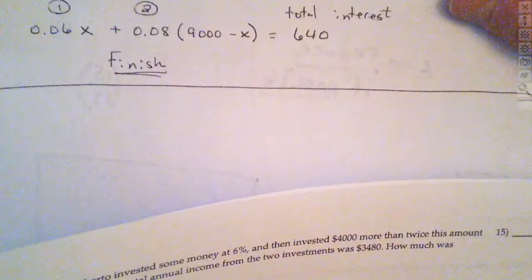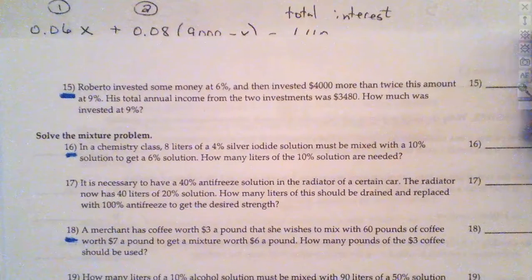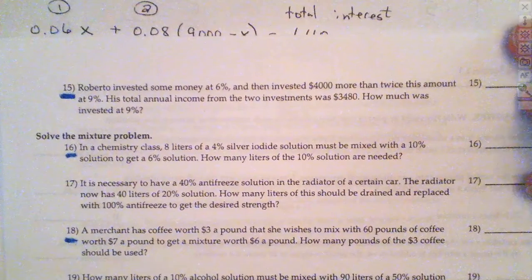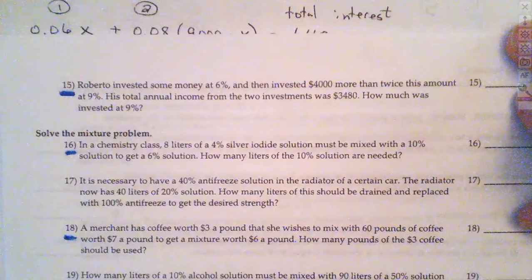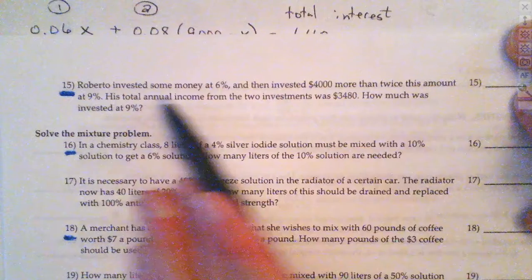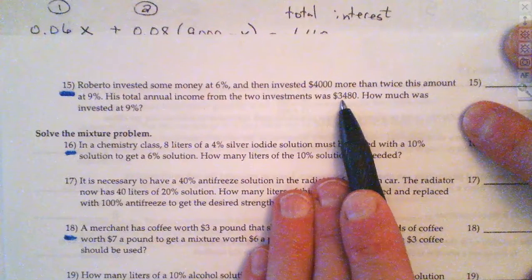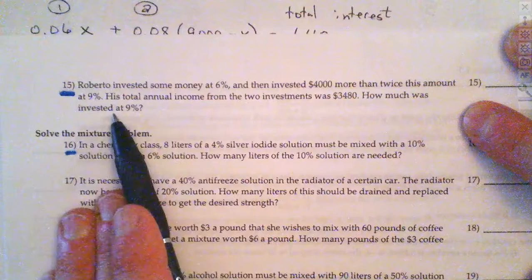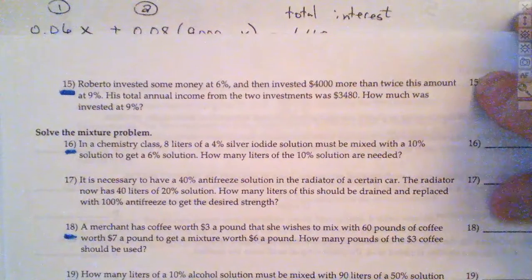Okay, so there's your equation on the last one. And again, you'll have to finish that out. Now, question 15 is another investment problem. And Roberto invested some money at 6%, 4,000 more than twice this amount at 9. He made $34.80 in interest. How much was invested at the 9%? So similar, but a little bit different.